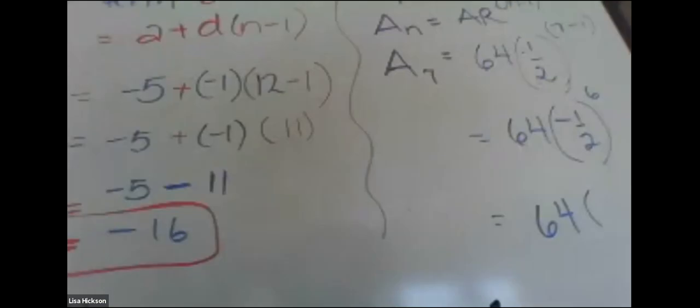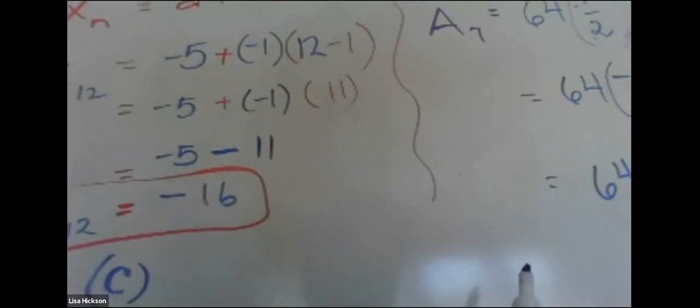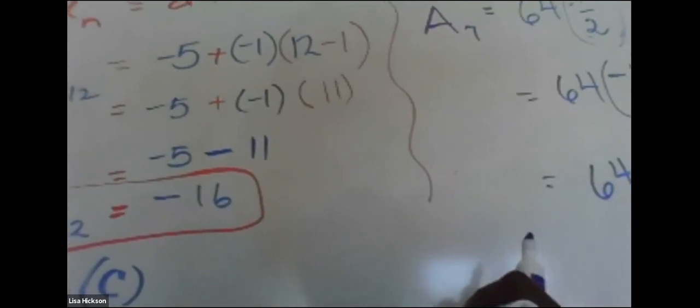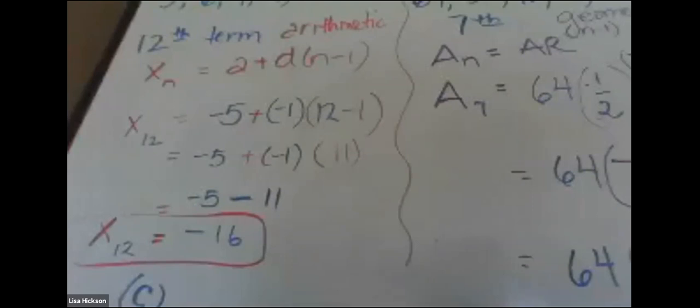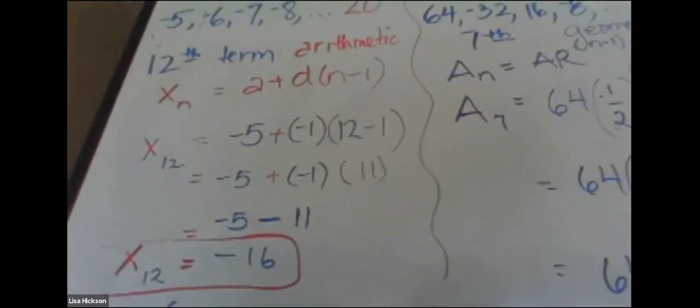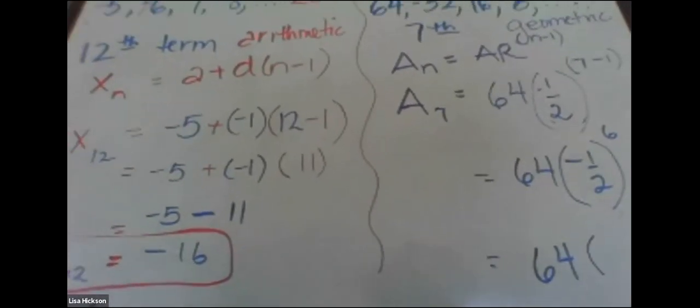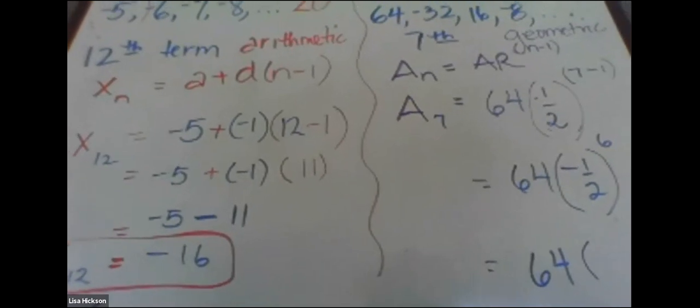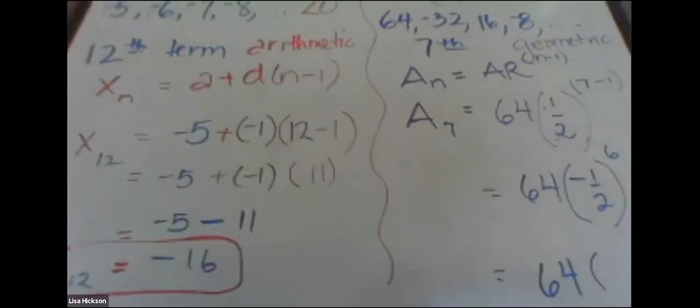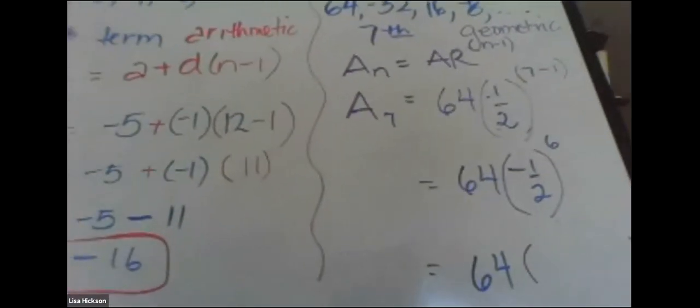So remember, if we expand that, this is a 2 on the bottom, right? To the 6th power. 1, 2, 3, 4, 5, 6. All right. So now this is what it's asking us.